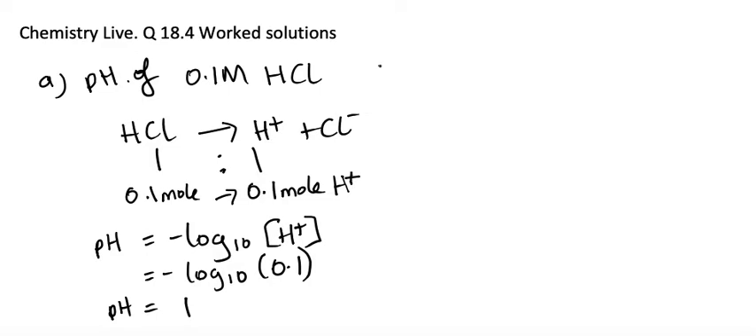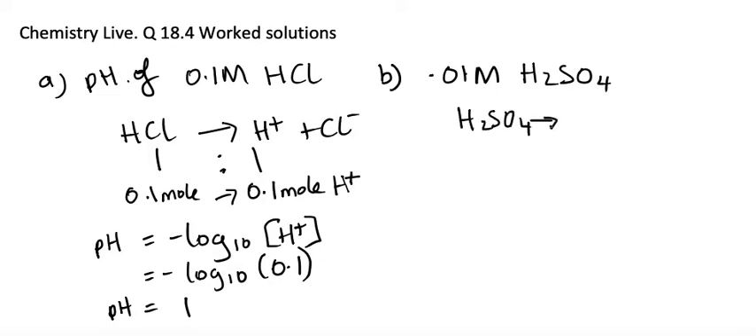Let's look at the second one that we have here. The second one is a similar example. It's a 0.01 molar H2SO4. We've one slight complication in this one, which will become apparent when we look at the dissociation of sulfuric acid. So sulfuric acid, H2SO4, is a dibasic acid.